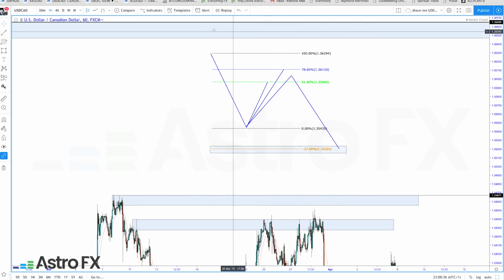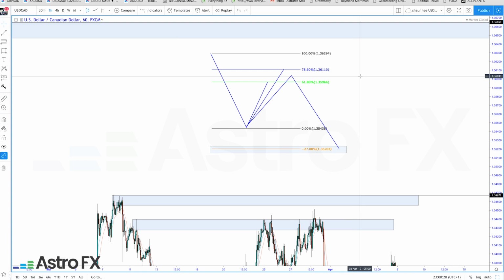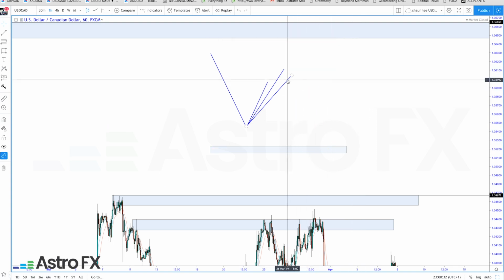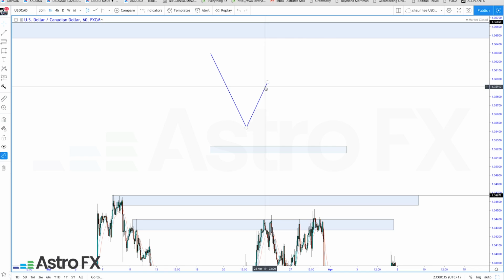targets, and so on. So that's how the fib should be laid out, guys. That's how the fib should be laid out. So what I'm going to do, I'm going to delete this for a moment. Let's get rid of this, and I'm going to show you a few examples on the chart.